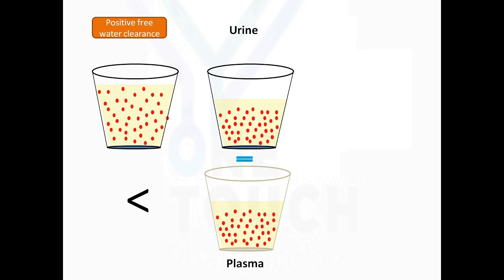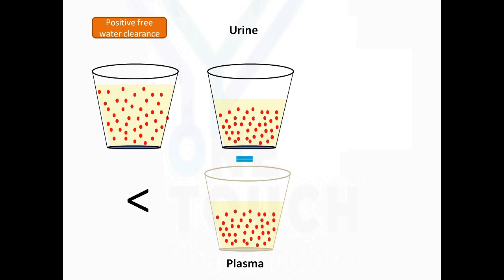Positive free water clearance means the solute free water that is excreted in excess of that is needed to maintain the urine isoosmotic to that of plasma. Confused? I'll give you an arbitrary example. Say, 5 liters of water is needed to maintain urine isoosmotic to that of plasma. But instead of 5, if 6 liters of water is excreted, you can say that 1 liter of water is excreted in excess of that is needed to maintain urine isoosmotic. So here 1 liter of water is the solute free water that is excreted in excess. So there is positive free water clearance.